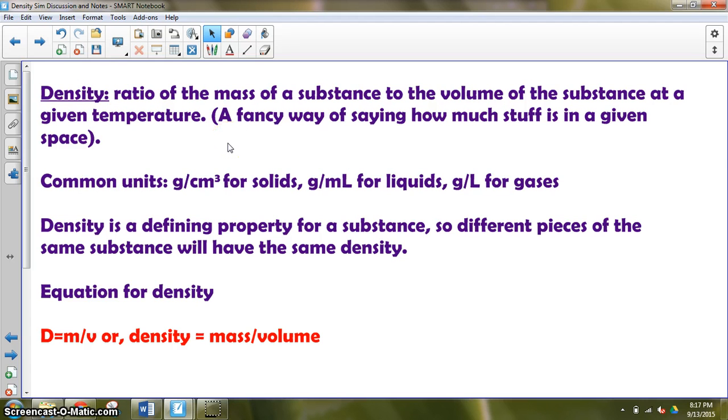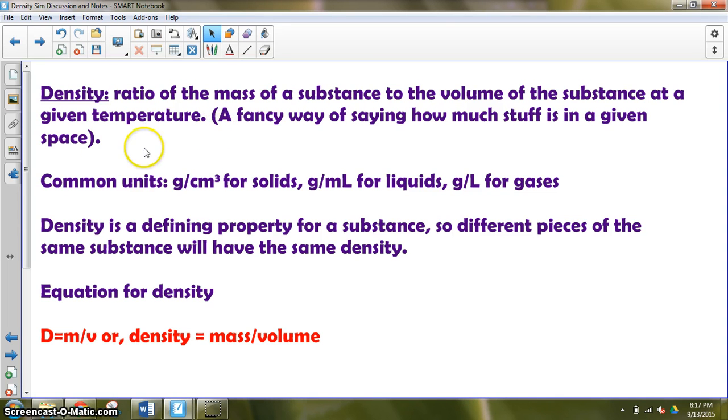Density is a defining property for a substance, so even if I have different size pieces of the same substance, they will have the same density. So I can have a gigantic brick of gold or a tiny little speck of gold, but they will both come out to have the same density.